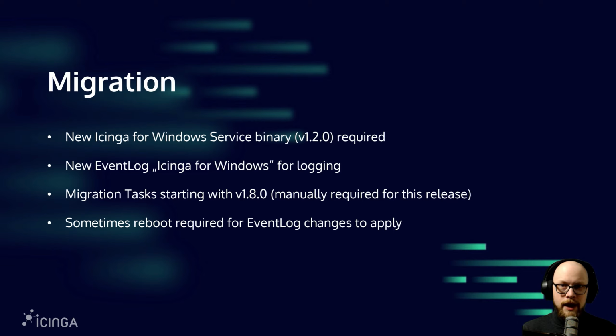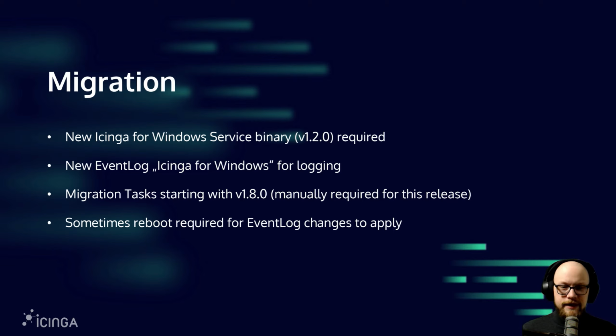So if you upgrade to 1.8, then the event log itself will be created. We have implemented migration tasks starting with 1.8. So for the current upgrade, if you upgrade from 1.7 or older to 1.8, you will have to trigger the migration task once manually, and you simply do that by opening an Icinga shell or the management console or anything like that to load the actual framework. Then the migration tasks are applied, and then you're ready to go. Also, the event log is entirely migrated and cleaned up.